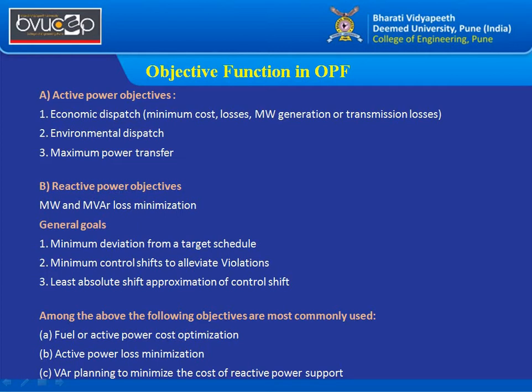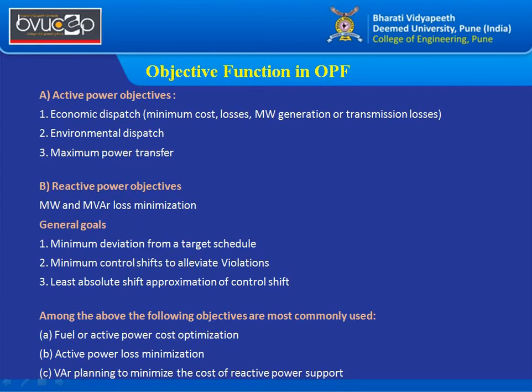Minimum control shift to eliminate violations. The controls, whatever the governor is controlling on the generation part according to the power flow equations or the control variable constraints, there should not be much difference in the violation of the limits. Least absolute shift approximation of control shift: there should be minimum shift available for the control unit on the generator side.